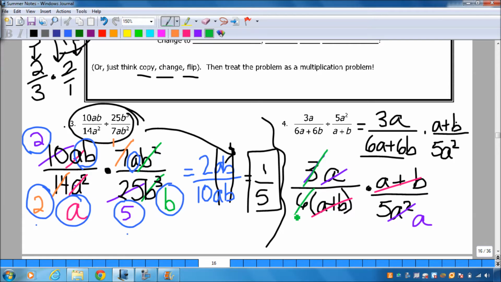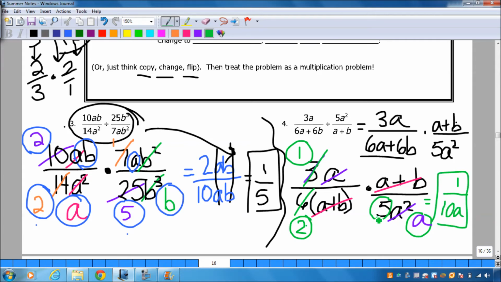are both divisible by 3, so I get 1 over 2. So I have a 1 in the numerator, and then I've got a 2, don't forget about this 5, and an a in the denominator, so I get 10a. The hardest part is making sure you don't miss out on things like this 5, because it's really easy to not notice the 5 there and to mess that up, okay? And that's how you divide fractions.